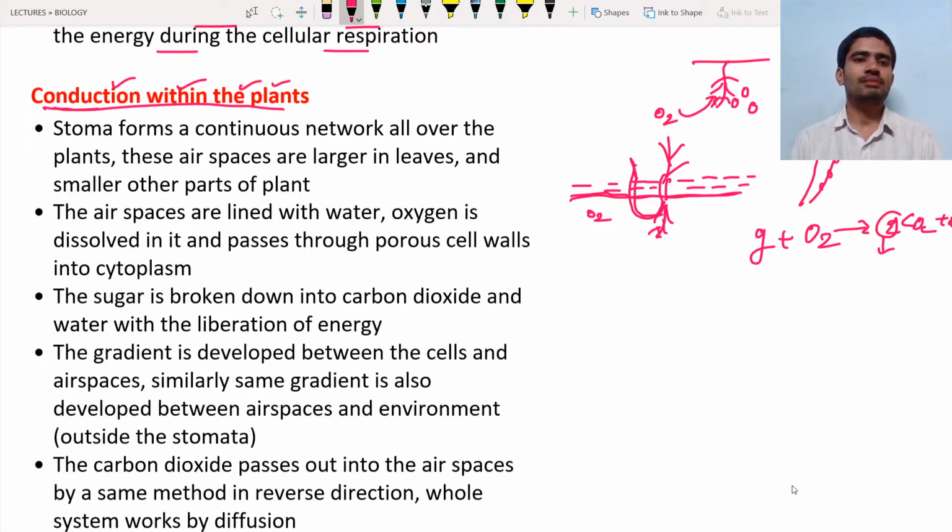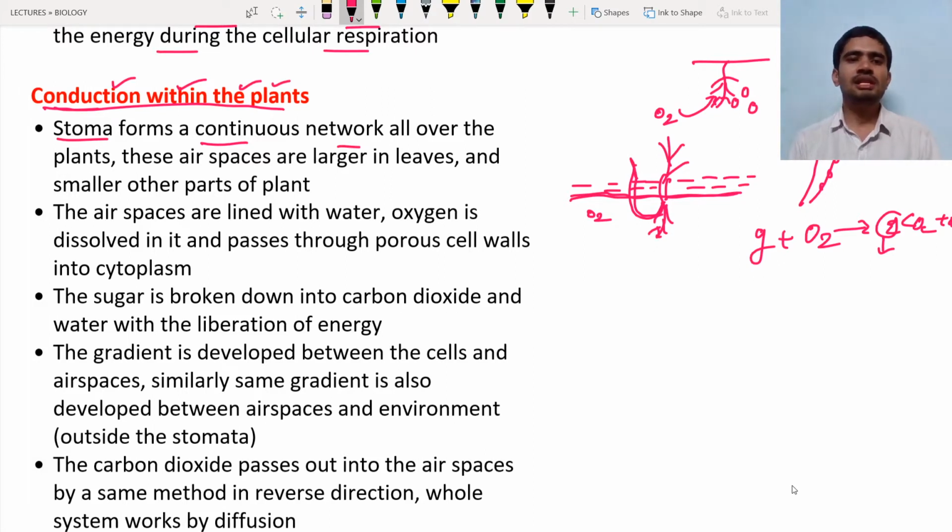First, the stomata form a continuous network all over the plants. Just now we have seen the stomata that is present in the leaf. The main myth among students is that most of them think the stomata are present in the leaves only, but it is not true. The stomata are present in the young stems and young tissues also. So these stomata are going to form a connective network of the tissue of the plant.